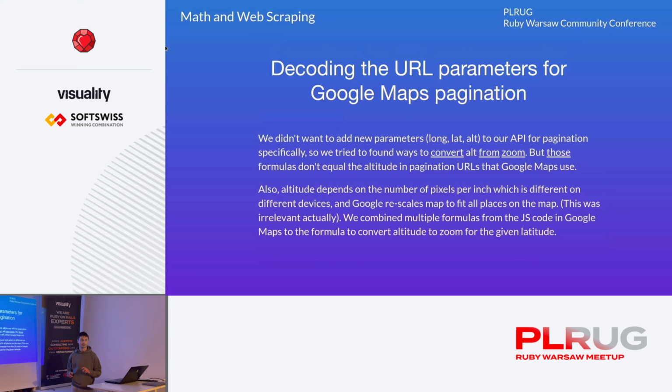Also the challenge: we didn't want to add extra parameters like longitude, latitude, and altitude to our API. We also want to allow our customers to copy parameters from Google Maps, like go to Google Maps, copy the URL itself and paste the parameters from it to our API, and everything else should be done on our side.